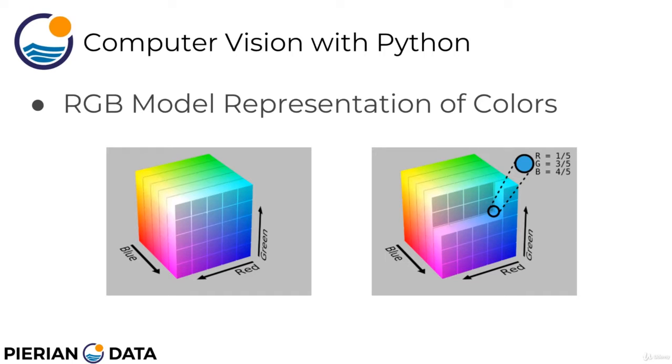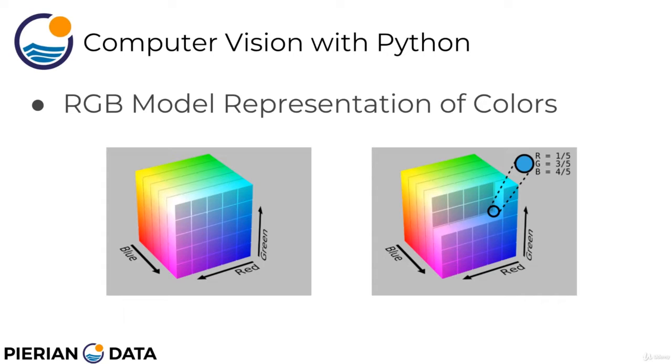So as we already know, the RGB model is essentially going to represent a color as a combination of blue, red, and green, which we can describe as a cube where we have some value of blue from 0 to 255, some value of red from 0 to 255, and then some value of green.